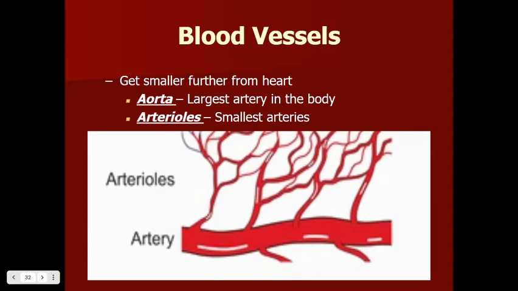Arteries get smaller and smaller the further away from the heart they are. The aorta is the largest artery in the body, and that is the artery that comes directly off of the heart. And then arterioles are the smallest arteries.